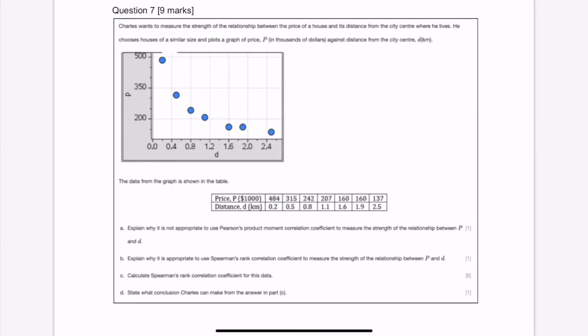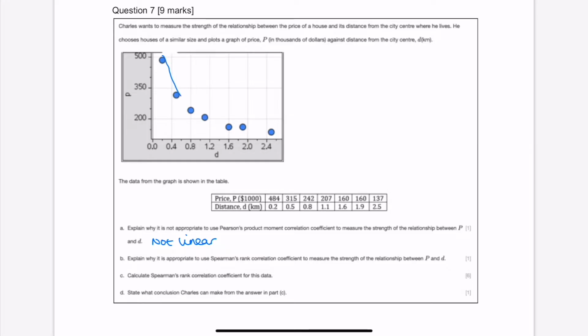Okay, so this question is using a Spearman's rank. So we can see we've got the correlation there, and then we're having to find the R value for that correlation. So the first one is explaining why it's not appropriate to use a Pearson's and why instead we're using the Spearman's rank. And the reason for that is because it's not linear. So the Pearson's correlation has to be linear. This one is not linear, and therefore we're using Spearman's rank.